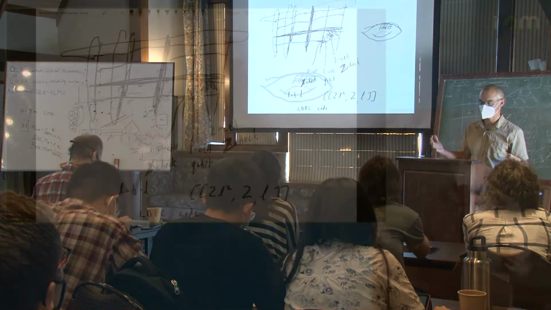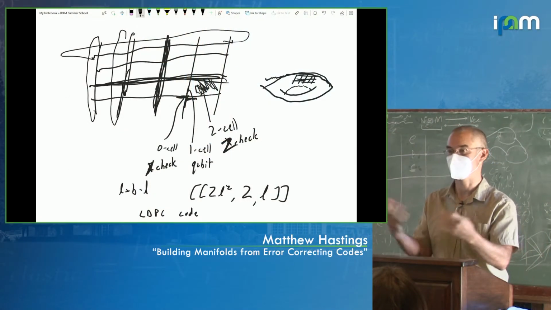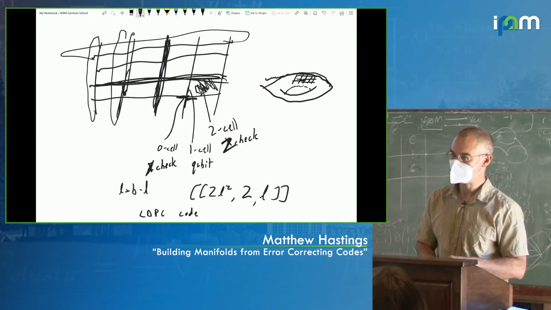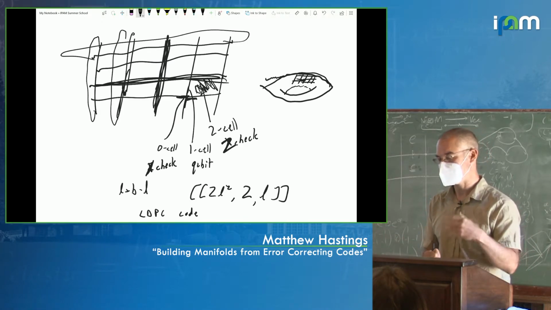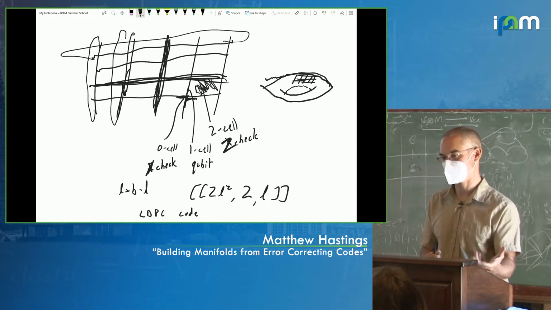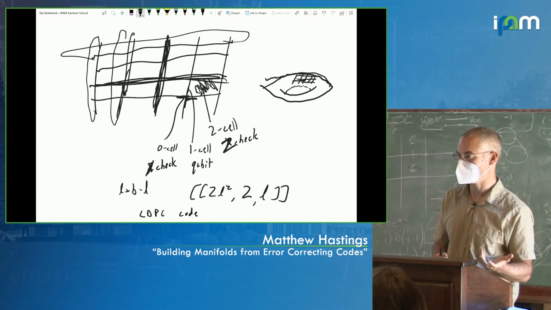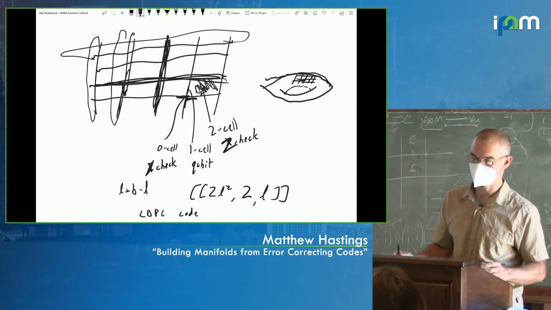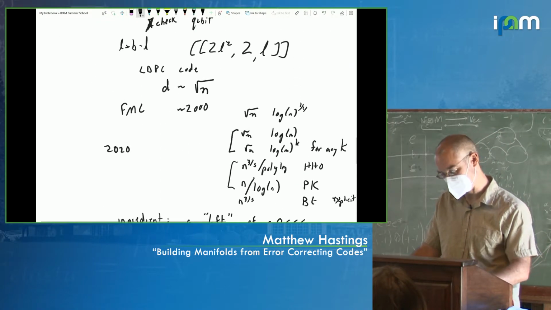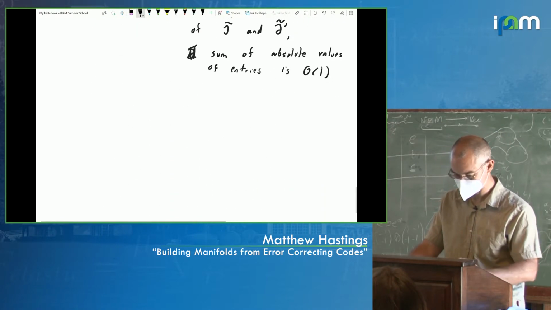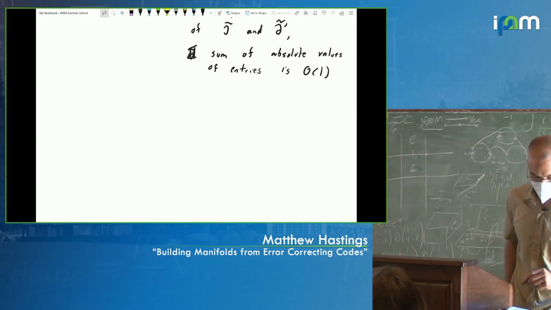But if you give a cellulation of a manifold that's some higher dimensional manifold, not a 2-dimensional manifold, we could arbitrarily decide, okay, the 5 cells will be the checks, the 4 cells will be the qubits, and the 3 cells will be the other checks. And in fact, what we're going to construct is an 11 manifold where it's 5, 4, and 3. Okay, so the ingredient is this.